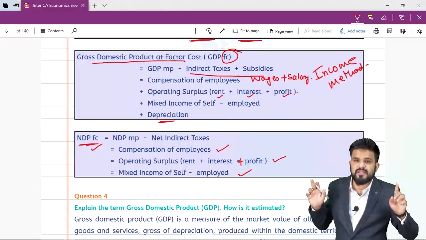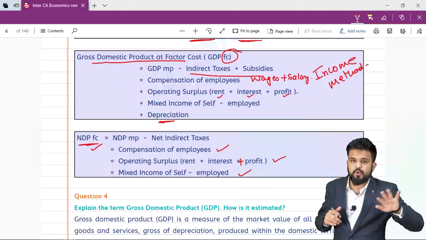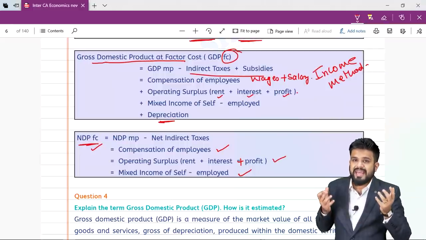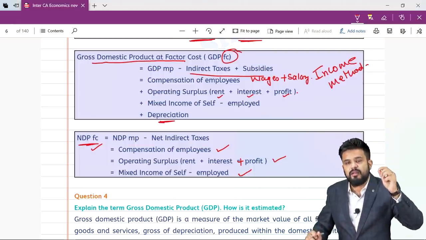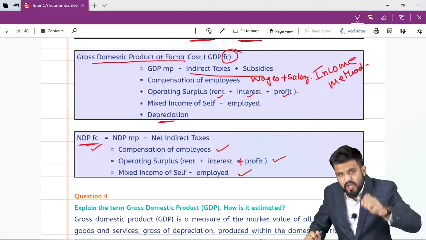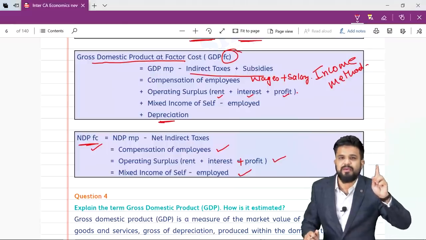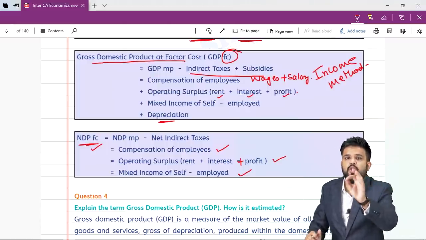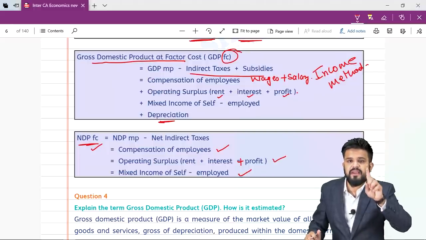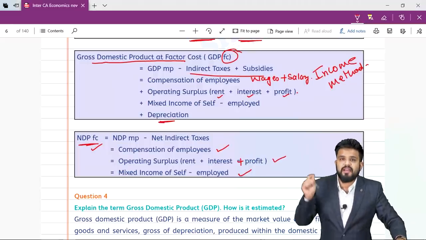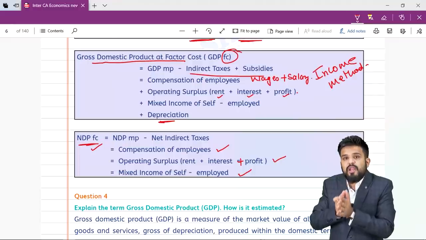So students, please understand, in the income method, while calculating national income, depreciation should be avoided, because in income we don't calculate depreciation, and in the income method by default it is already factor cost. So minus IT plus S has no role. Depreciation, indirect tax and subsidy will not play any role in the income method. They will come into the picture only when you have been told to calculate market price.